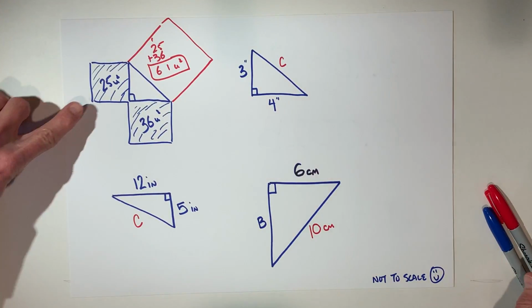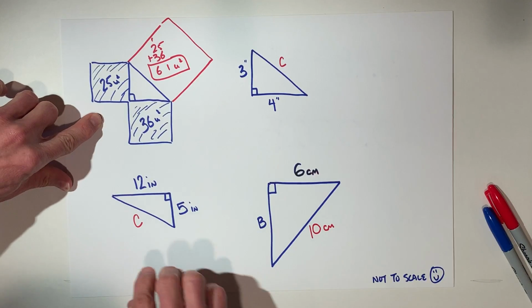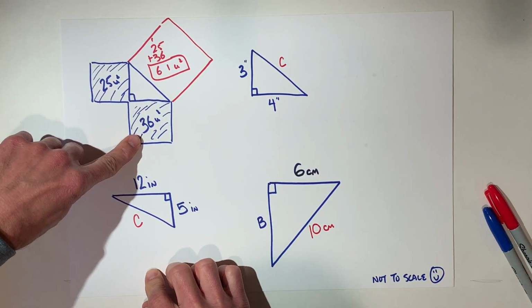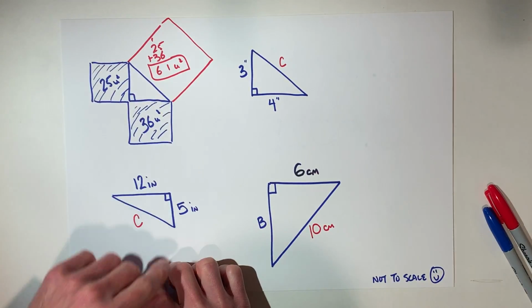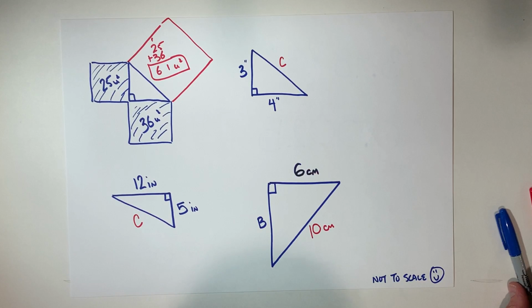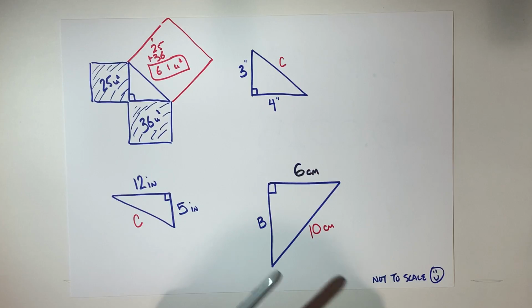In the previous video I had made an image and I gave an example of what if one's 25 and one's 36. Well, we just add 25 and 36 and we get 61. Okay, well, what do we do with this? Why would we ever need this sort of information? Well, here's how we apply the Pythagorean theorem.